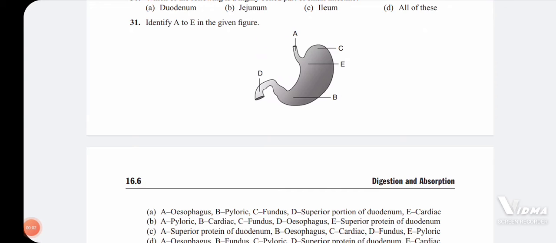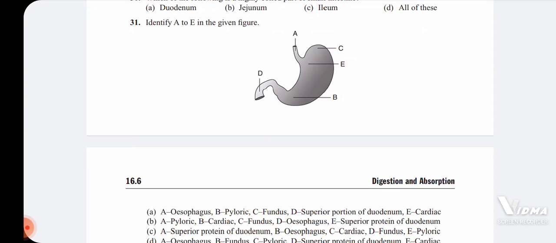Good morning, students. As we were discussing the digestion and absorption chapter in the competitive part. In the previous class I discussed 30 questions. So in this class we shall start with the 31st question. The 31st question is: identify A to E in the given figure.